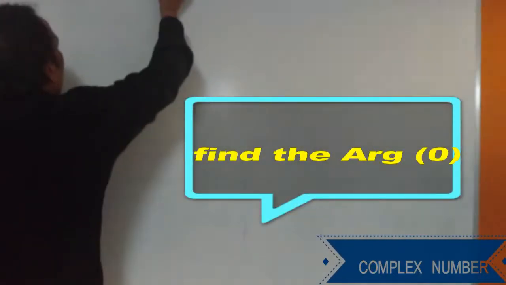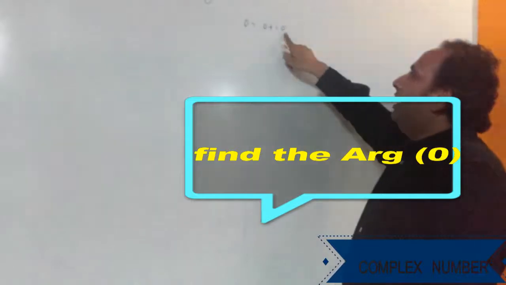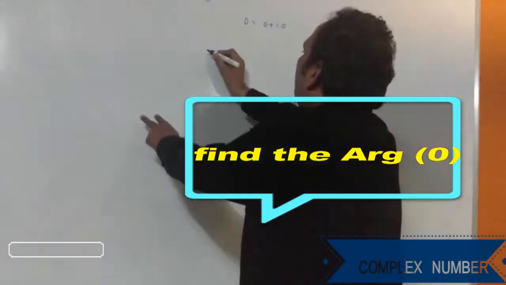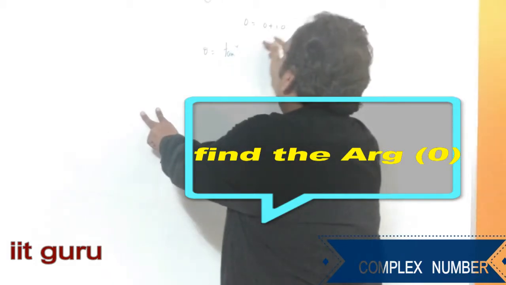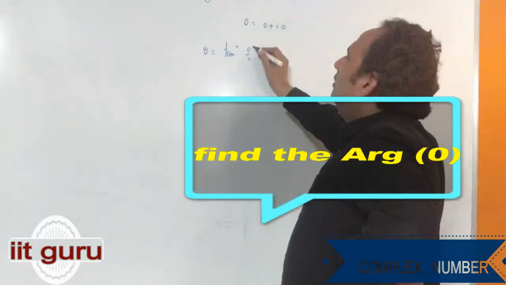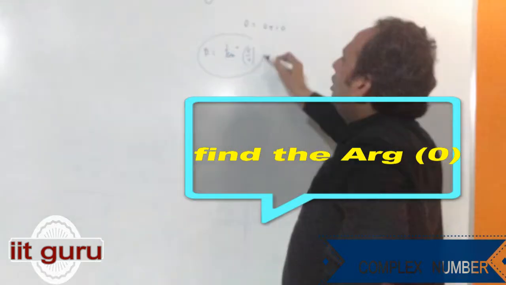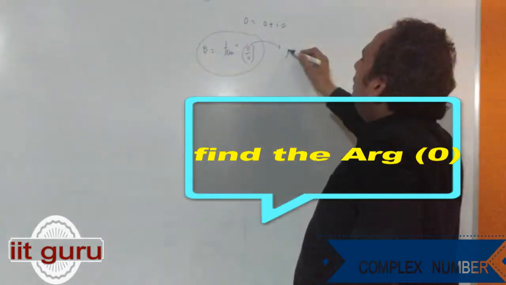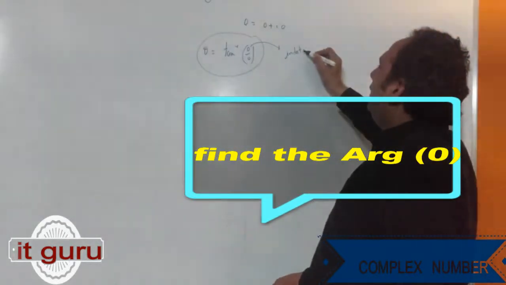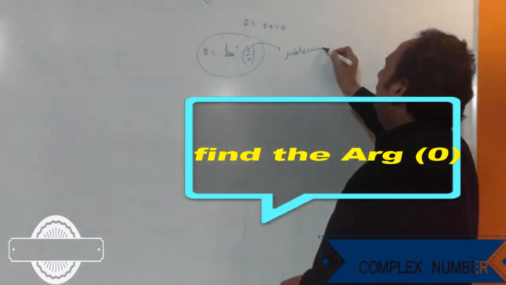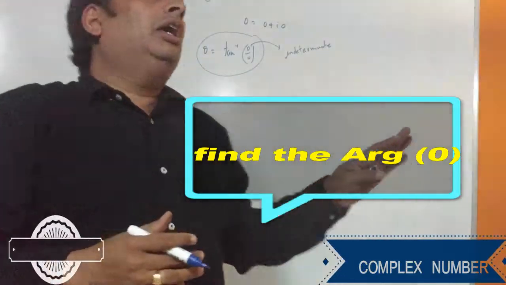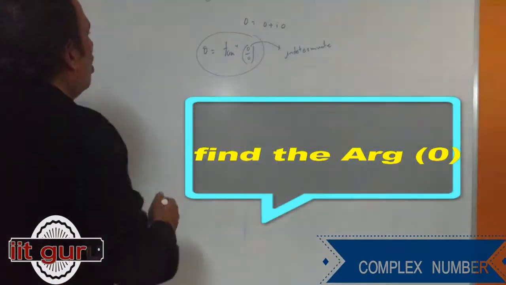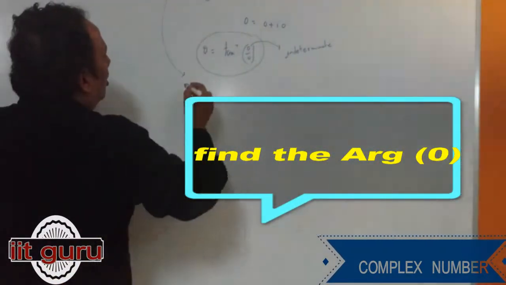Find the argument of 0. Here x is also 0, y is also 0. So theta equals tan inverse, which if you write here is 0 by 0, which is not possible. This 0 by 0 is said to be indeterminate form. So in other words, you can say the argument of a complex number is not defined. Argument of 0 is not defined.